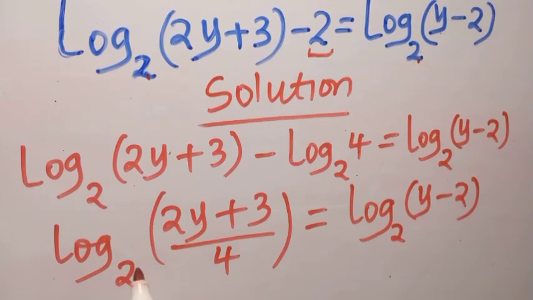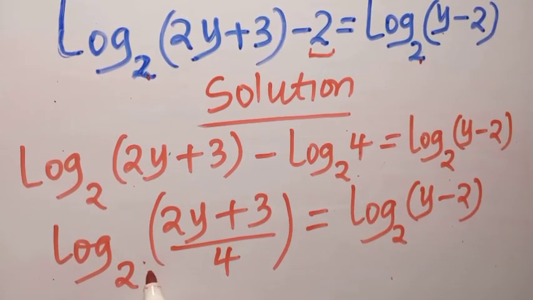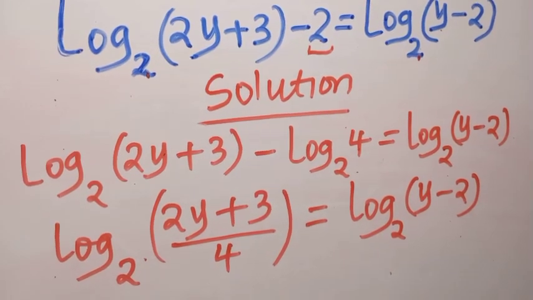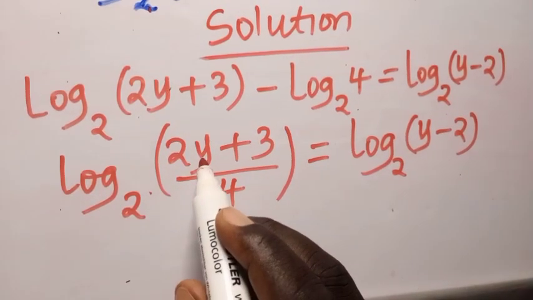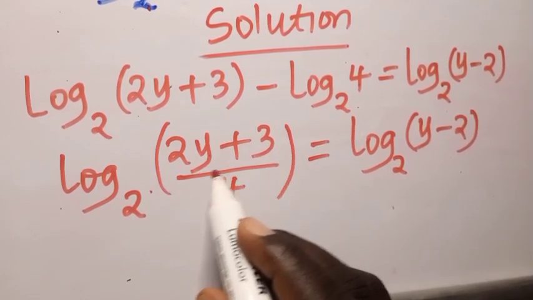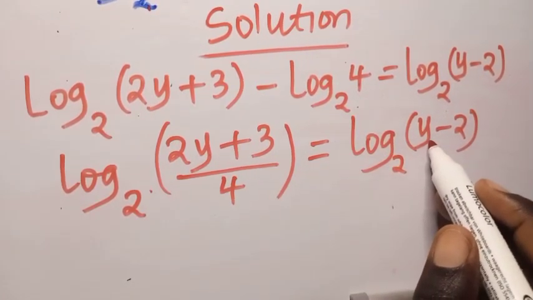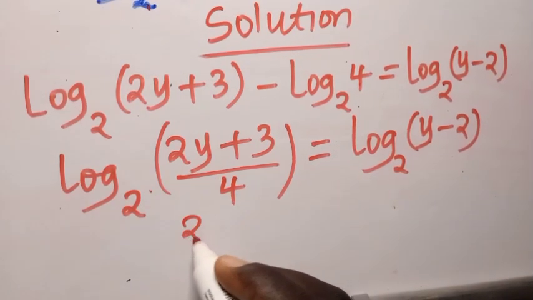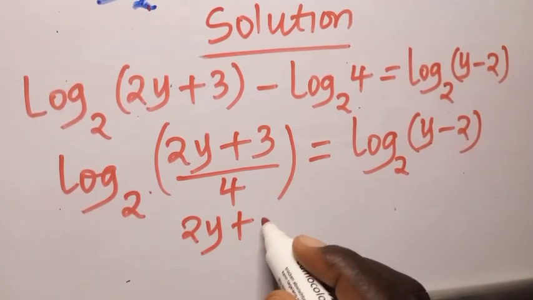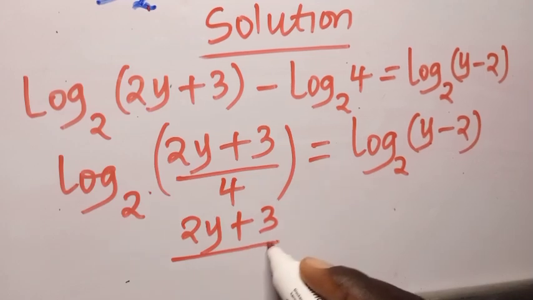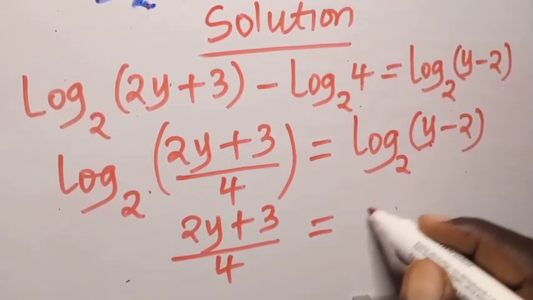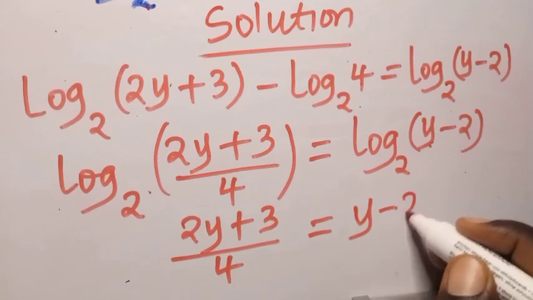Now, since these two are logarithms of the same base, and there is an equal sign in between, then we can equate directly (2y + 3) all over 4 with y - 2. And therefore, we shall have (2y + 3) all over 4 equals y - 2.